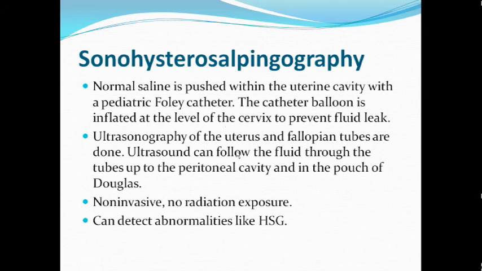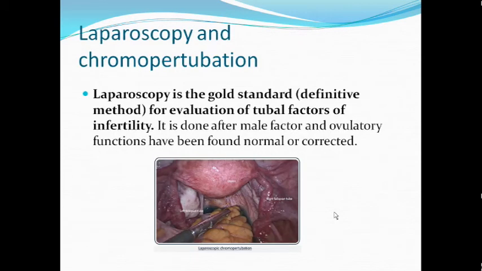So this is a non-invasive test and there is no radiation exposure, that is the benefit, and this can detect abnormalities like the HSG. It can detect the uterine abnormalities and even the side of the abnormal tubes. So you can use sonohysterosalpingography also. Another method is laparoscopy and chromopertubation.